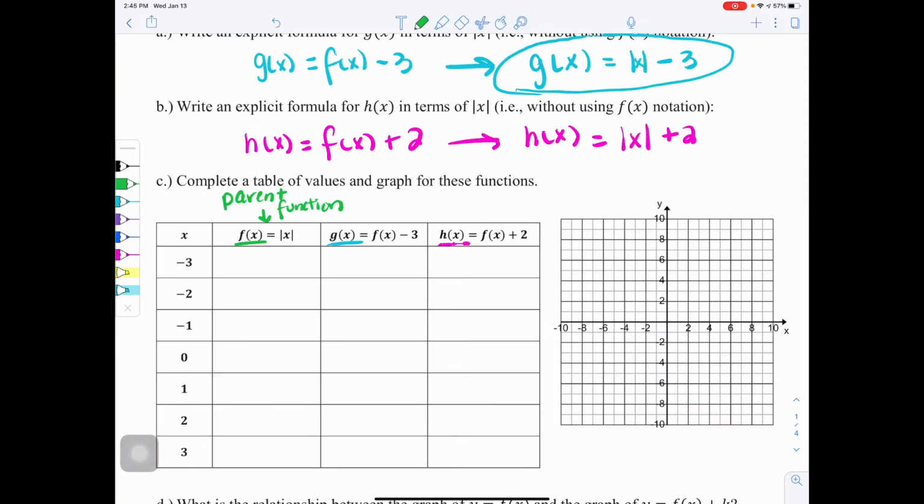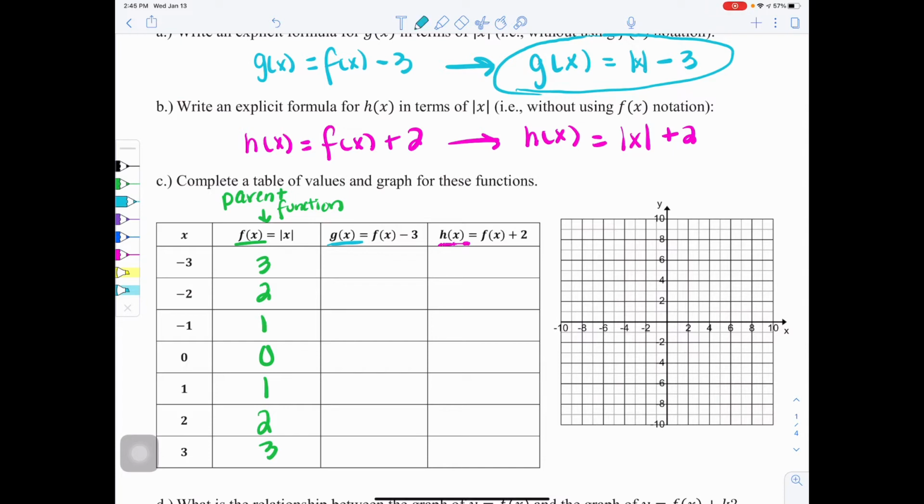So my table for f of x equals the absolute value of x, which is our parent function, is 3, 2, 1, 0, 1, 2, 3. You're going to notice that absolute value pattern that we've discussed in previous lessons. You could do this by hand, saying to yourself, okay, -3 goes in for x, the absolute value of -3 is 3. But the graphing calculator will do all of that work for you.